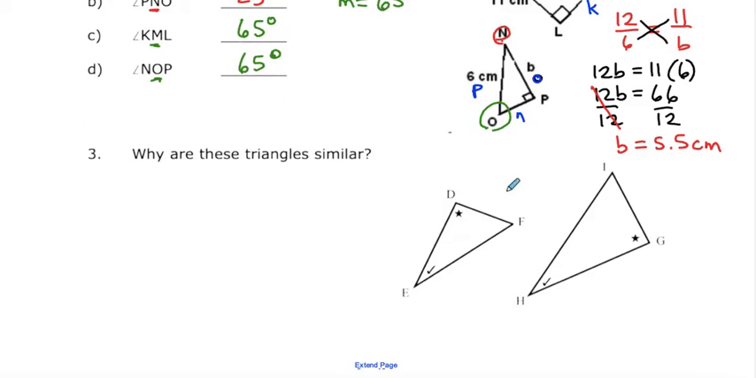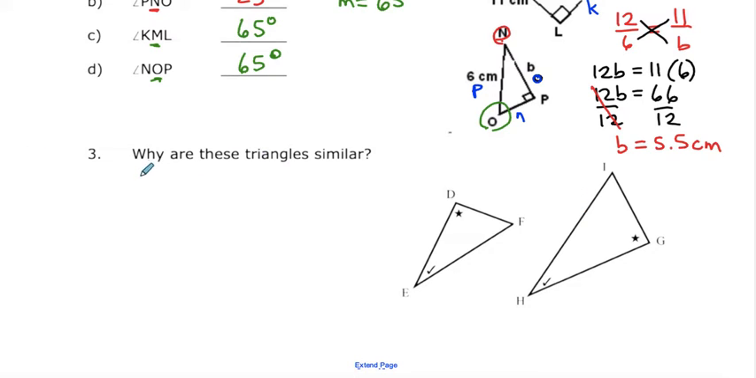Number 3, why are these triangles similar? So I have two triangles, DEF and GHI. You'll notice that when I was calling out the triangles, I called them out in the same order that the angle symbols appeared. So I went DEF, and I start with the star on the other one, GHI. So that's something to think about.